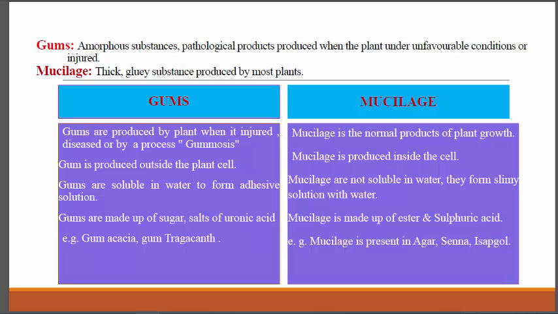Okay, here are some examples: gum acacia, gum tragacanth, and in mucilage, some examples are there. There is mucilage present in agar, senna, isabgul, and whatever plant substances are there.